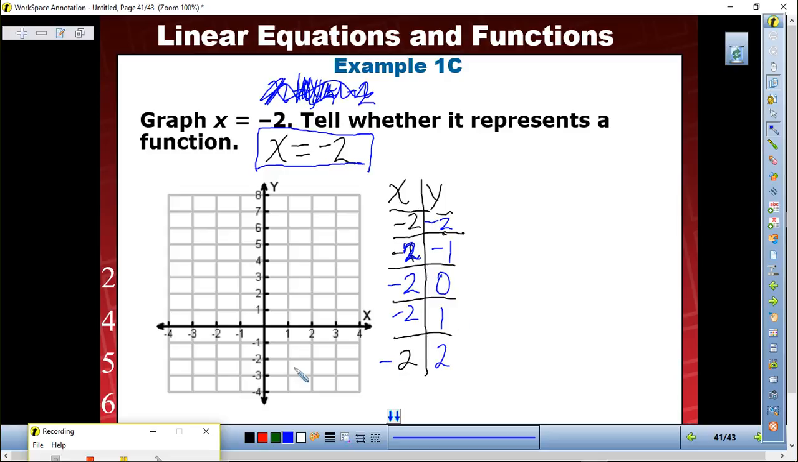-2. Okay, let's plot those points and find out what that looks like. Got -2, -2, it's right there. -2, -1 is right there. -2, 0 is right there. -2 and 1 is right there. And -2 and 2 is right there. Draw your line straight through those points. So I'm going to do that in red. There it is.